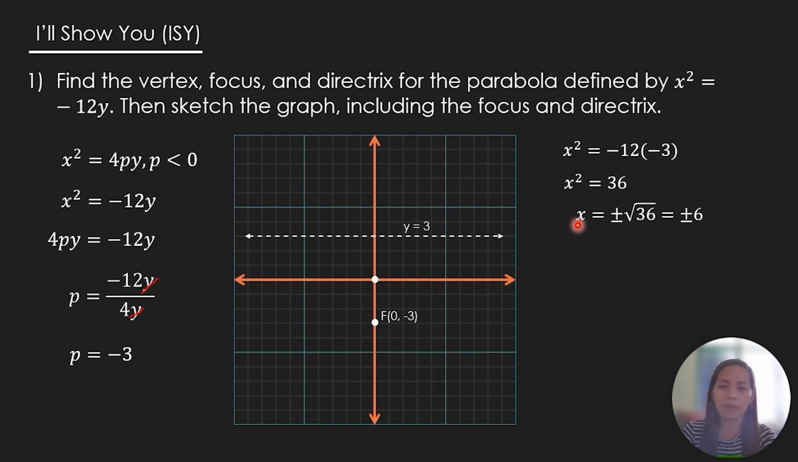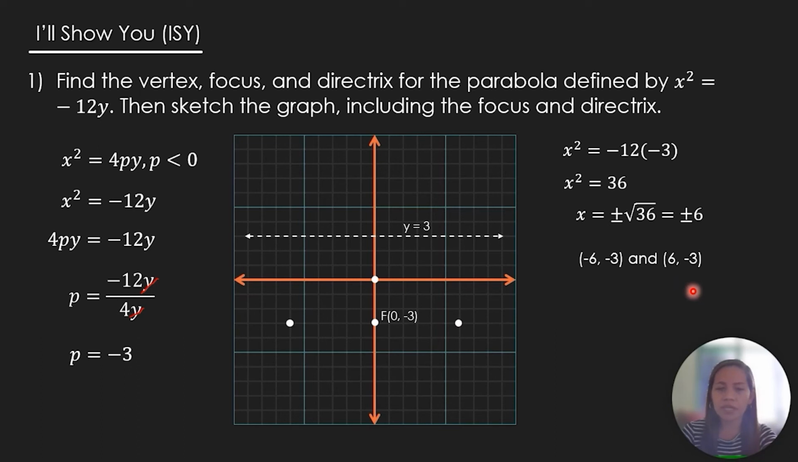Okay? So this is what will happen. Since I took the square root on this side, of course, the square is removed, so it is just x. And since I took the square root on the left side, I also take the square root of the right side, so it becomes the square root of 36. So, if you look here, our x has two values. We have one positive 6 and the other one is a negative 6. So, that means we have 2 points that can be plotted on our graph. We have one is negative 6, negative 3, and the other one is a positive 6 and negative 3.